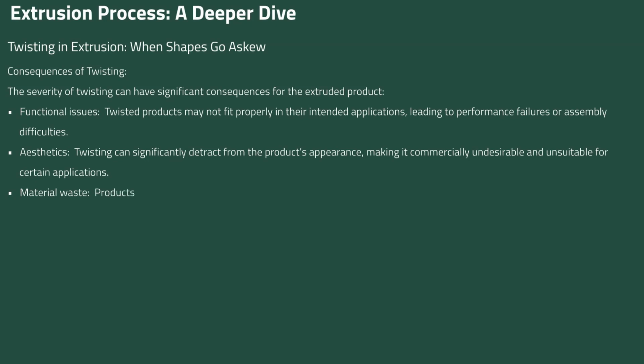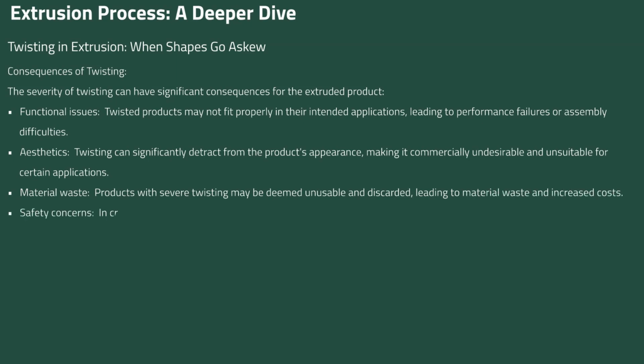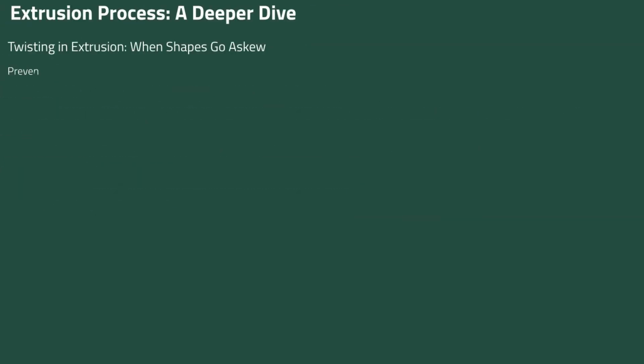Material waste: products with severe twisting may be deemed unusable and discarded, leading to material waste and increased costs. Safety concerns: in critical applications, twisting can compromise the product's structural integrity, raising safety concerns. Preventing and minimizing twisting.